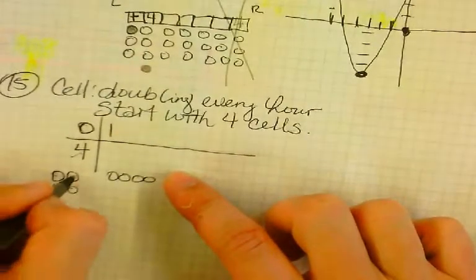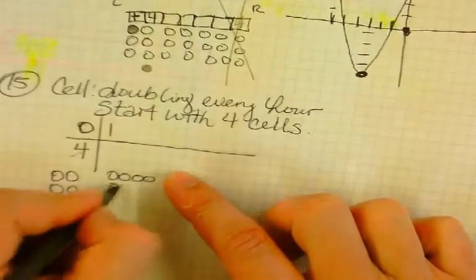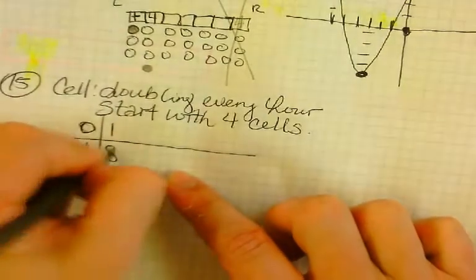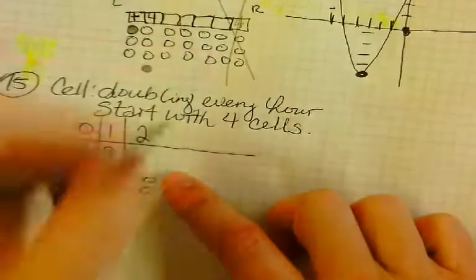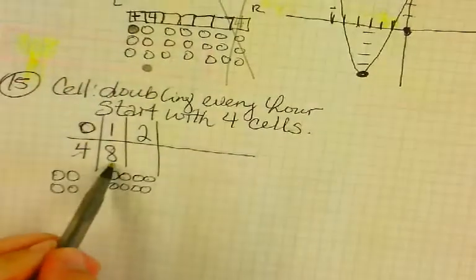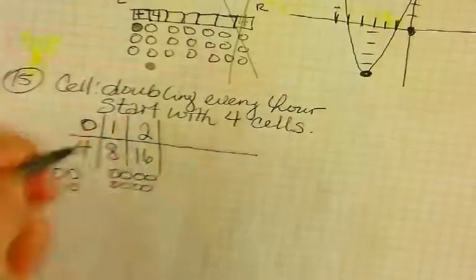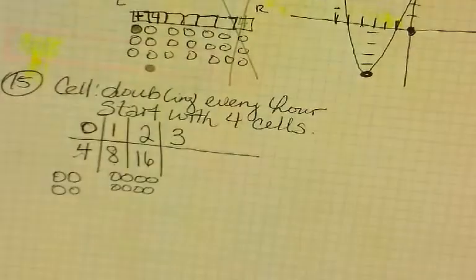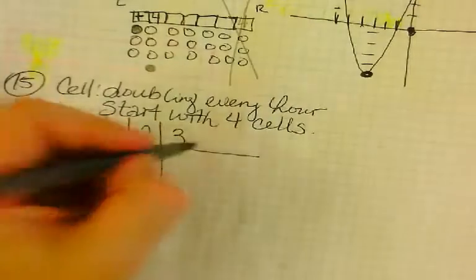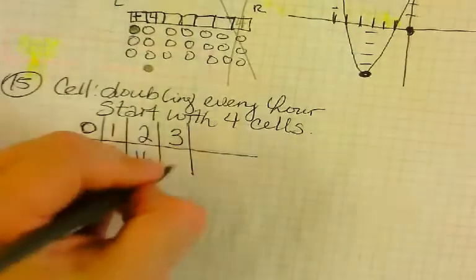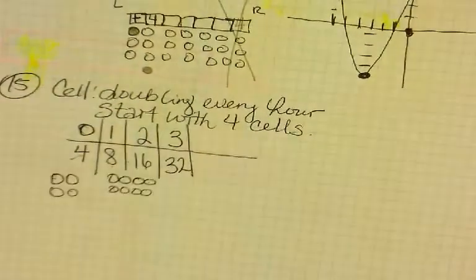1, 2, 3, 4, 5, 6, 7, 8. Cool? Hour 2. Mr. Eric, we are going to double this 8. How many cells do I have now? I have 16 cells. Awesome. And hour 3. Miss Rocio, if I double my 16 cells, how many do I have? 32. Good.